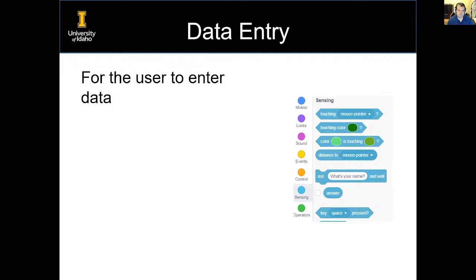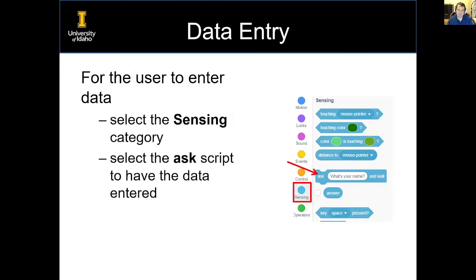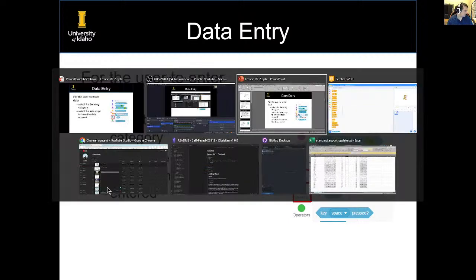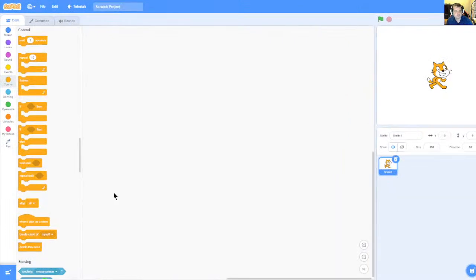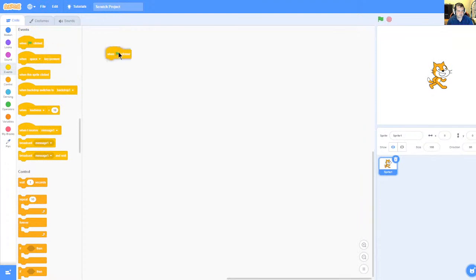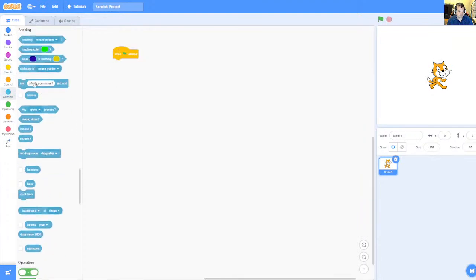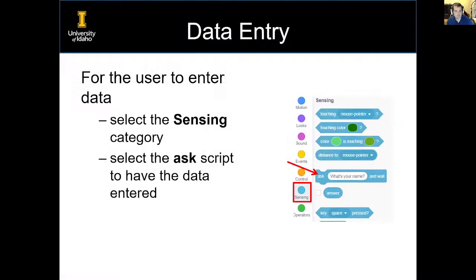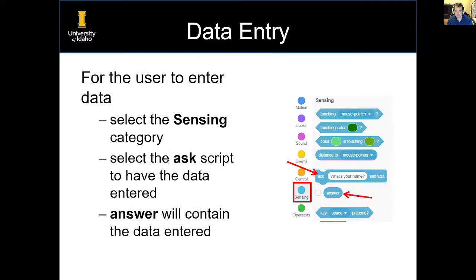For you to enter data in a way that Scratch can actually process it, we have to go to sensing, and we have to select the ask button, that ask script. So if I switch over, I always like to use events so that I don't get myself mixed up, and ask, what's your name? And the answer, which is right underneath it, is going to have that data saved for us.